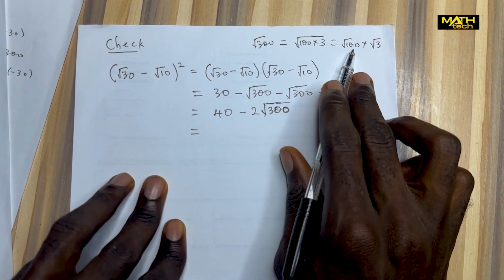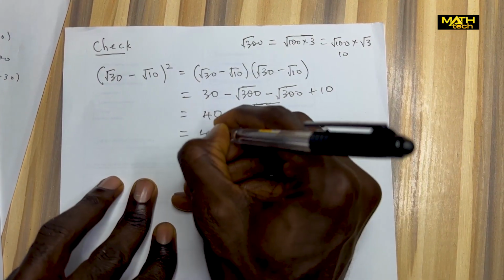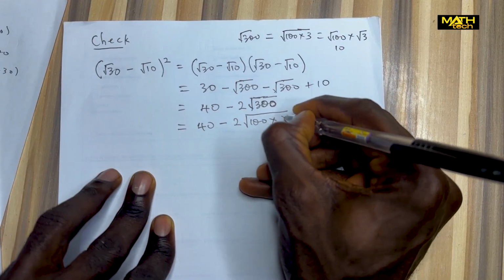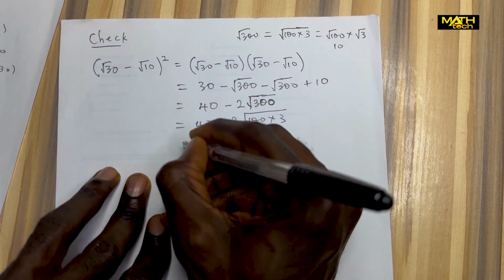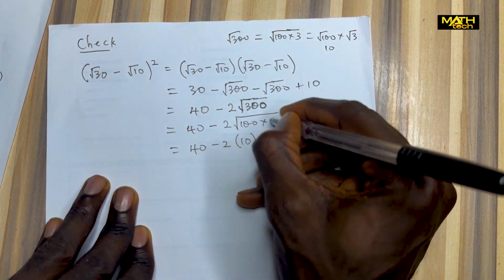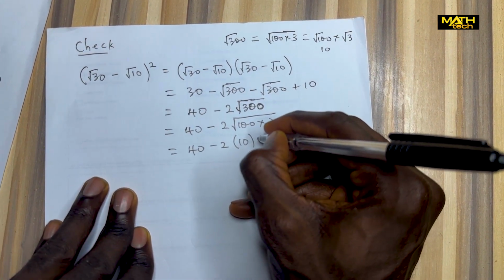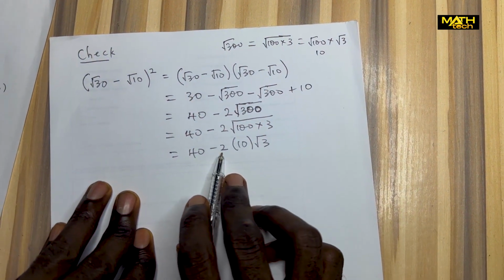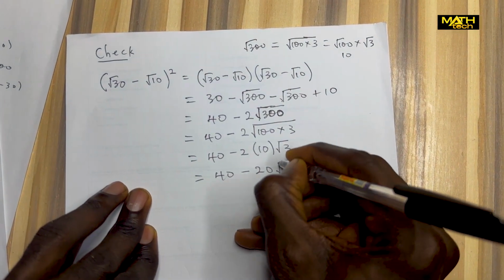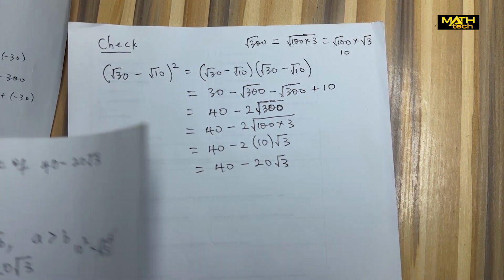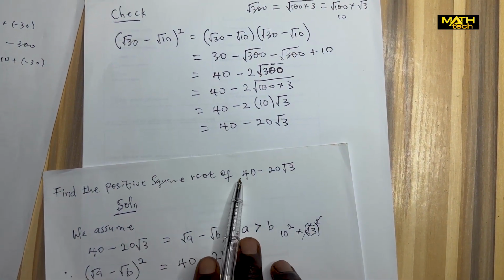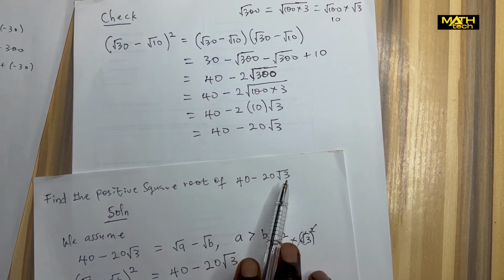So now we can see that the square root of 100 here is what? 10. But let me write it down here. 40 minus 2 into square root of 100 times 3. Knowing that the square root of 100 is 10, so we have here 40 minus 2 into 10. Then the root still remains with 3. Root 3. So minus 2 times 10 gives us what? Minus 20. So we see that 40 minus 20 root 3, and it takes us back to show that the square root of 30 minus square root of 10 is a positive square root of what? 40 minus 20 root 3.